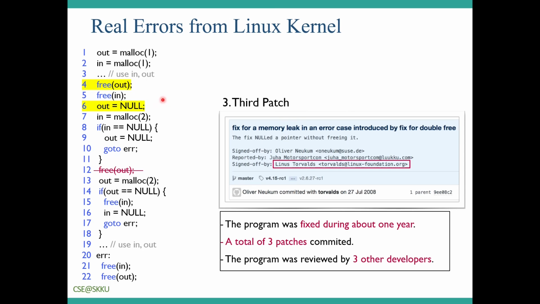The resulting code was error-free, but it ended up being even more redundant than the first patch. In total, it took about 1 year to resolve these double-free errors. Three patches were written, and three other developers reviewed this code. For your interest, the developer involved was Linus Torvalds, the creator of the Linux kernel. By looking at this real-world fixing process, I hope you can see just how difficult it is to fix these kinds of errors manually.